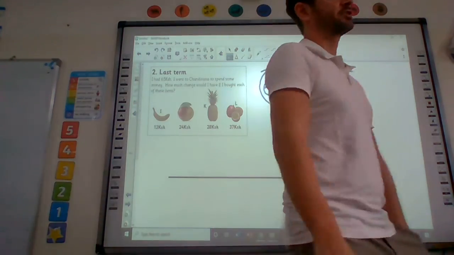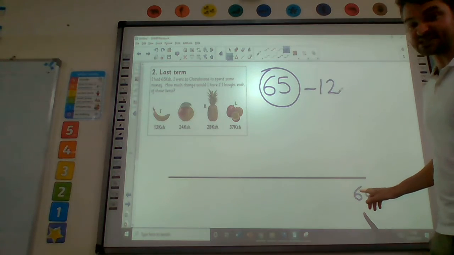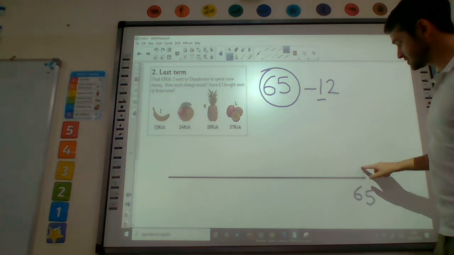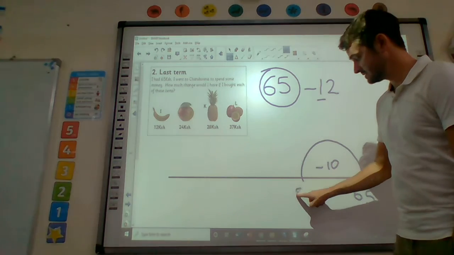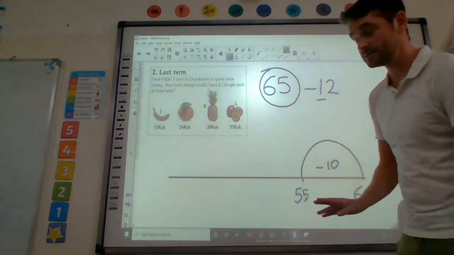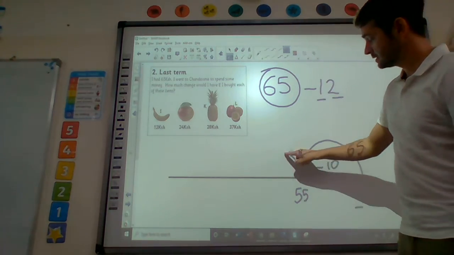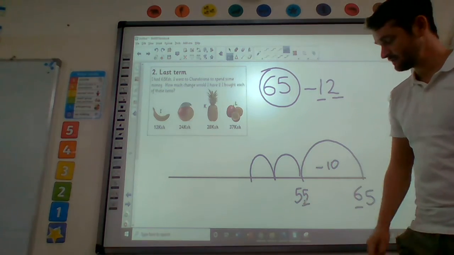Okay, I'm going to show you how I would do 65 take away 12. I've got my 65 there already, and I'm going to do one big jump of 10. I'm changing the tens first. There's 55. Now I've done all of the tens, I'm counting backwards in ones. 1, 2. I'm not changing the tens, I'm changing the ones.